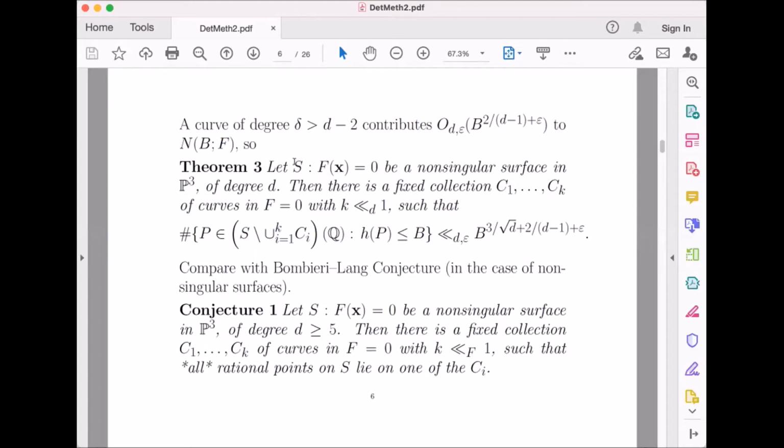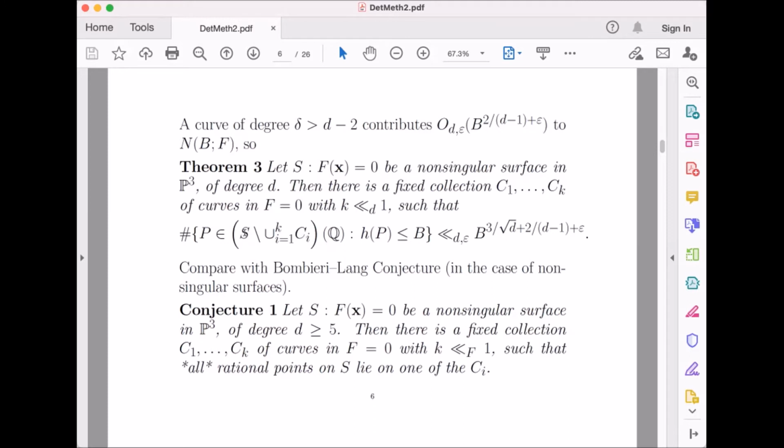So we'll have a surface S defined by F equals 0, a non-singular surface in P3 of degree d. Then there's a fixed collection of curves, C1 to CK in the surface, with K bounded. So these will be the curves of degrees up to d minus 2. So in the case of a cubic surface, these will be the lines that lie on the surface. In the case of a non-singular quartic surface, they will be the lines and the quadric curves.